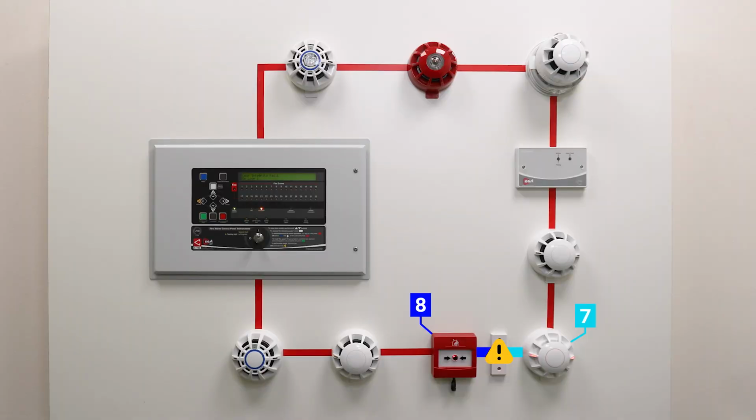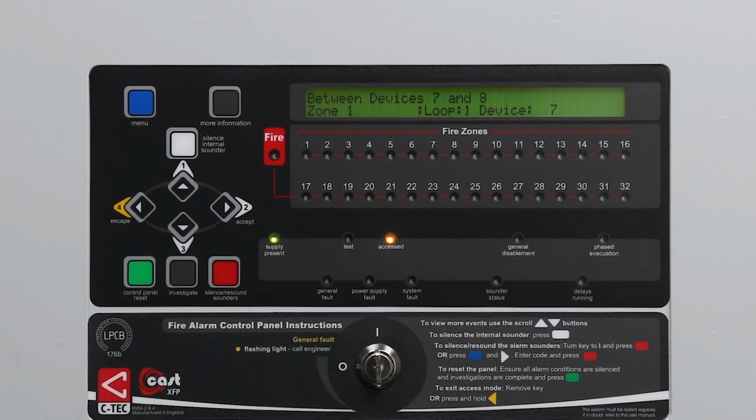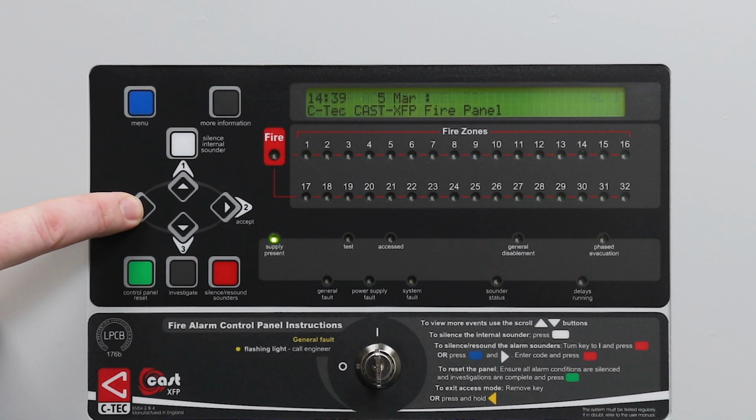As loop integrity faults are latching, once the fault has been fixed, press the green reset button. The panel will reset and the general fault LED will start flashing. Press escape 3 times to return the panel to a normal condition.